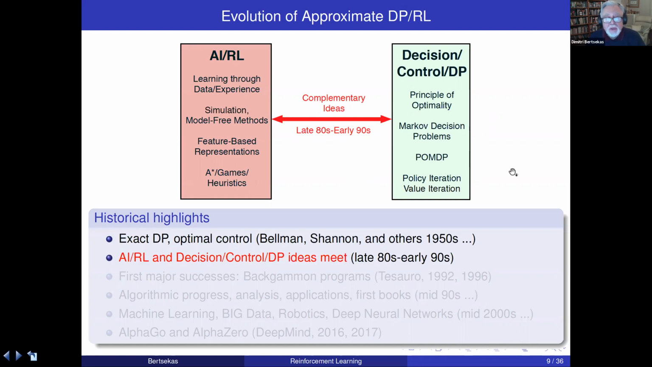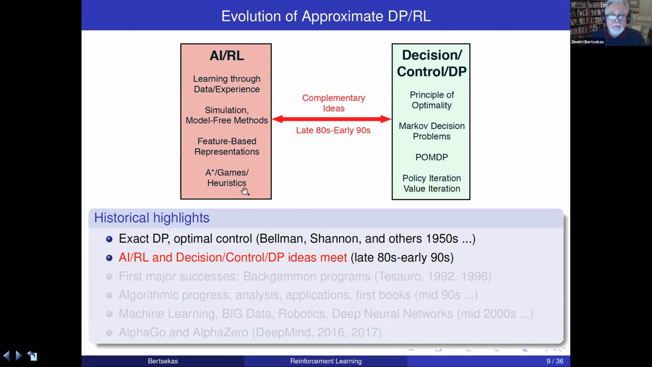Reinforcement learning was sort of a languishing field in artificial intelligence for a long time, but then it got revived in the late 80s and early 90s when people realized that a lot of things that they were doing were connected with dynamic programming, and they could use dynamic programming as guidance, as a guiding light in further investigation.